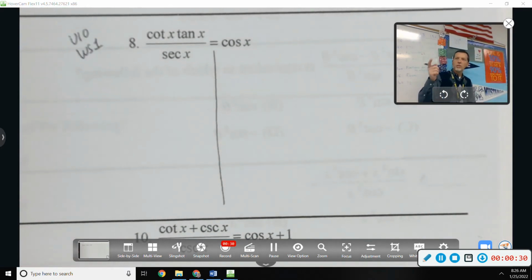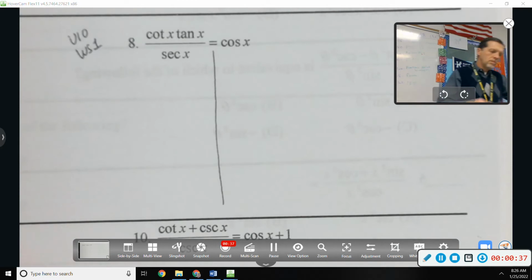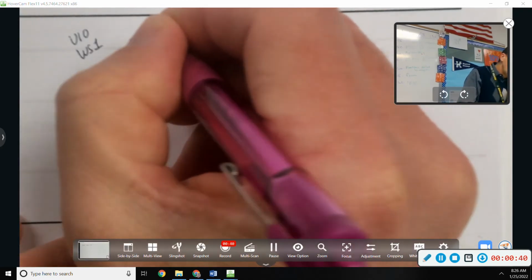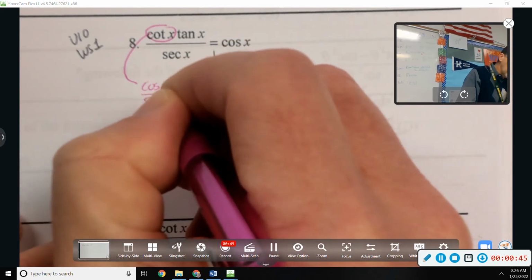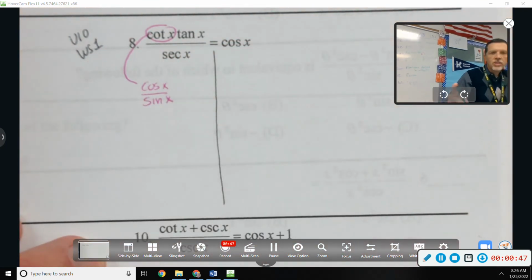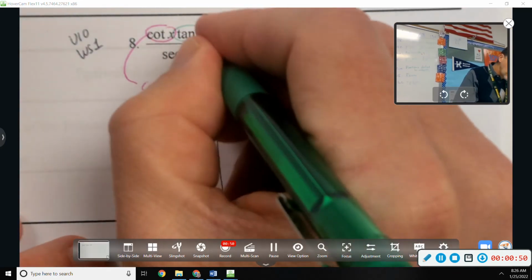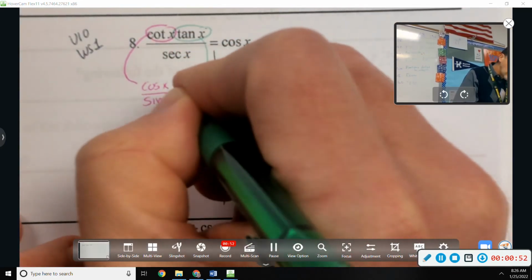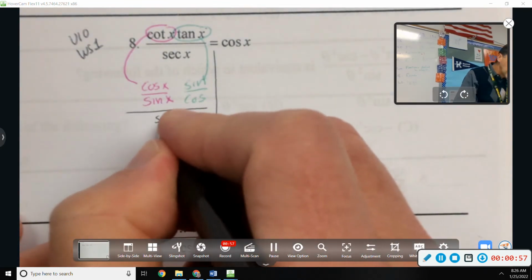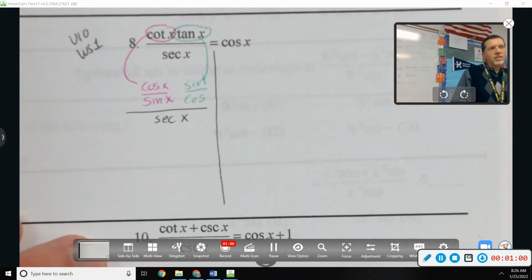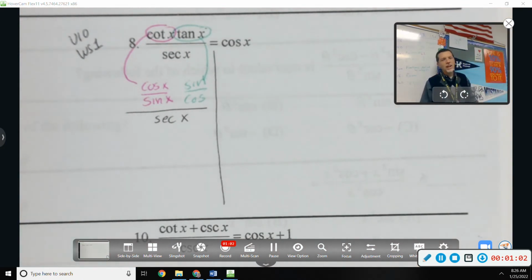So, what did you try on number 8? I changed cotangent and tangent to the cosine over sine and sine over cosine. Okay. There's other ways to do it, but that's completely an okay way to go. Cotangent is cosine over sine. Tangent is sine over cosine. And it's generally a good idea to not do too much at once. So that's a good idea. That's a good combination of things because it cancels.